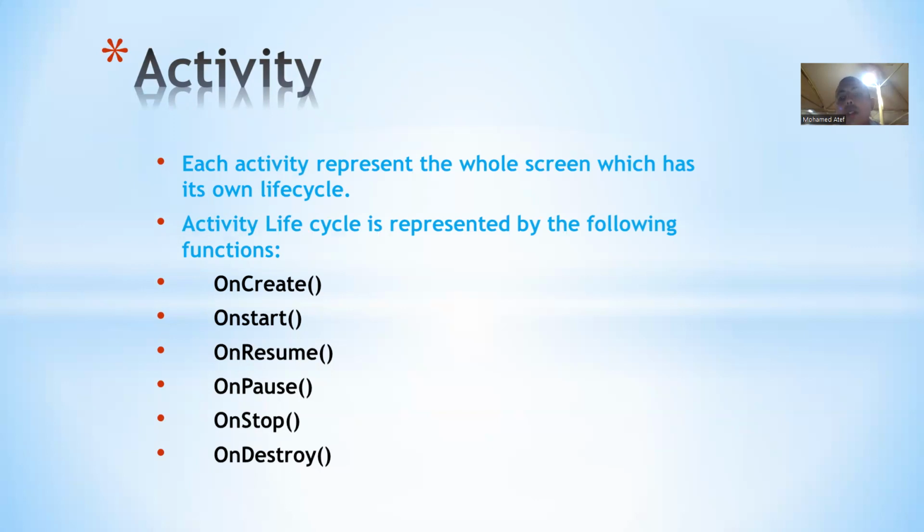The activity life cycle is represented by the following functions: onCreate, onStart, onResume, onPause, onStop, onDestroy. At first, onCreate is called once the activity is created. After that, the layout or user interface should appear on the screen, so onStart should be called. When the screen should deal with user interactions and respond to them, onResume should be called.